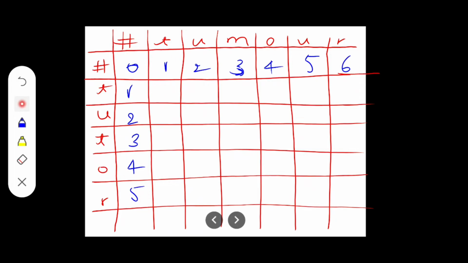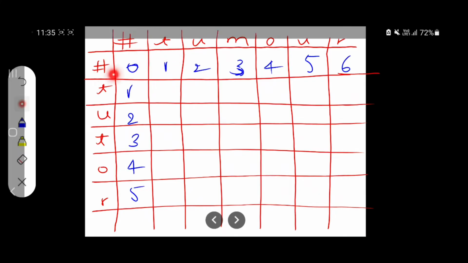This is the first step, and in the second step we have to compare the source string with the target string. So compare what's there in the source string. The first letter in the source string is T, and the first letter in the target string is T.